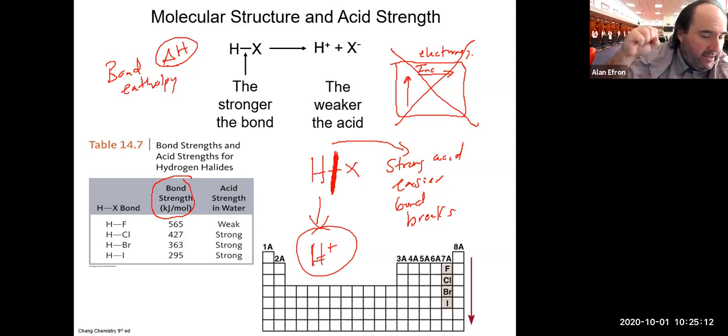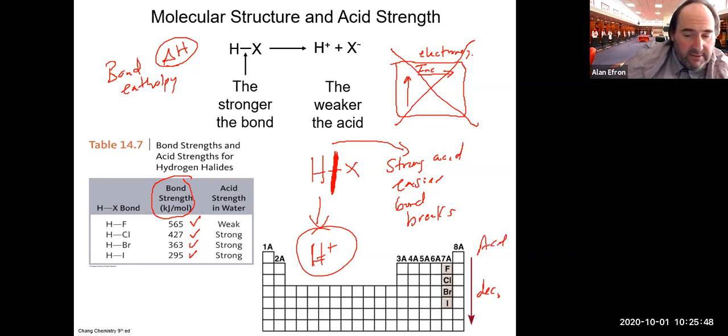And it's not going to be a very good acid, because the definition of an acid is not just having an H, but having the ability to make H plus in solution, releasing that free H plus. So when we look at bond strength here for HF, HCl, HBr, and HI, it's 565, 427, 363, and 295. So bond strength decreases as you go down, and that means that the acid strength increases.